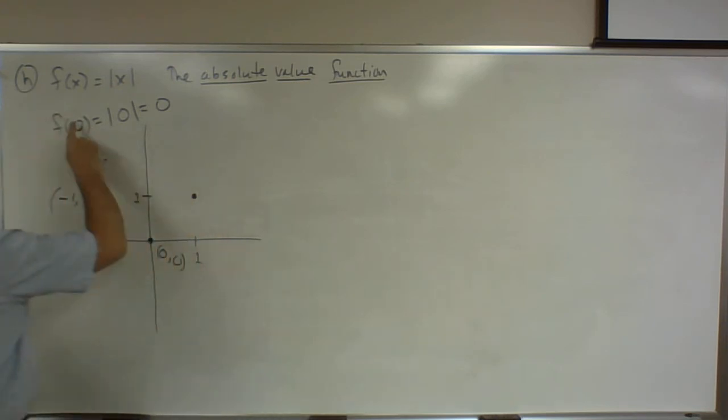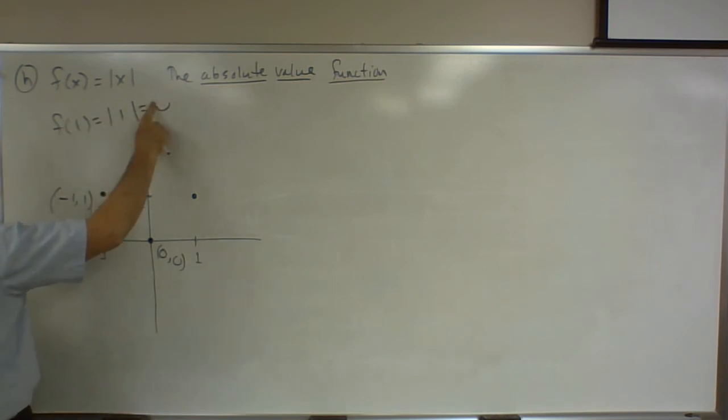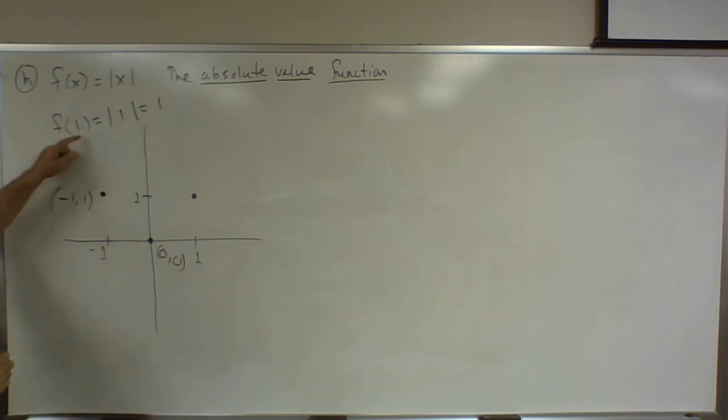One more point. When x is 1, we have the absolute value of 1, which is 1. So when x is 1, the y value, f evaluated at 1, is equal to 1.